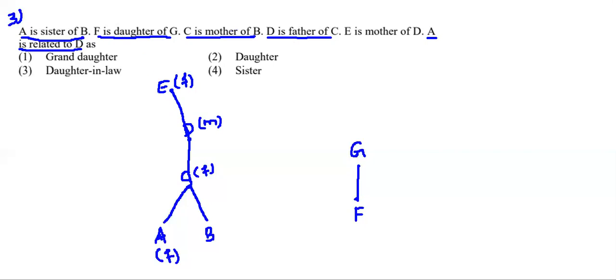So that means we need to find the relation chain between A and D, these two people. A is related to D as what? So that means for D, A is whom? This is our question. Very simple, right? So we start from D.